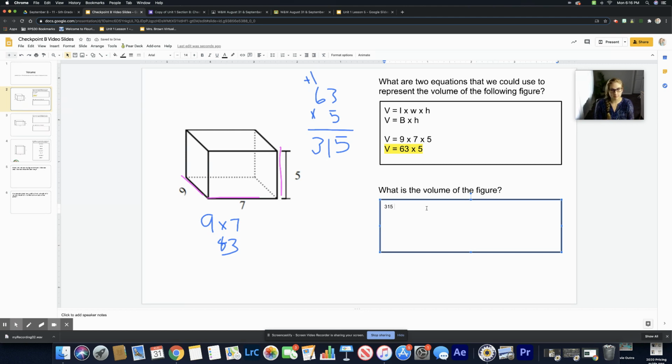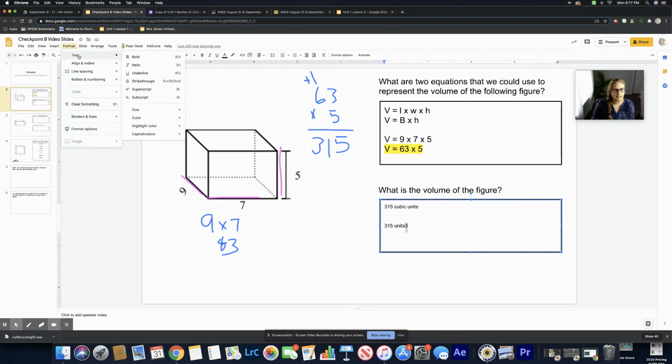So what is the volume of the figure? 315. But I'm not done. I need to put a qualifier. A qualifier is a label. So 315 cubic units, or I can put 315 units and then put a 3 for cubed. And then to put it up there as a superscript, I'm going to hit Format, Text, Superscript.